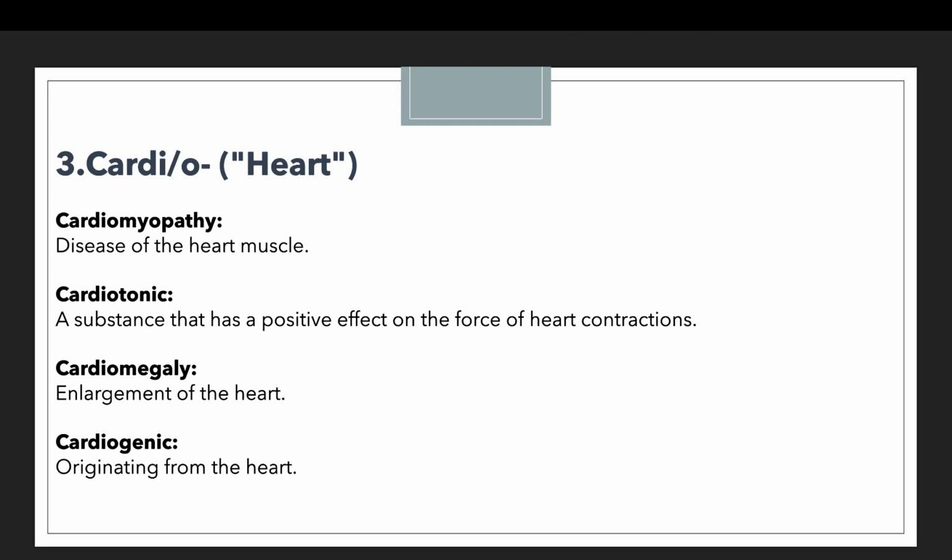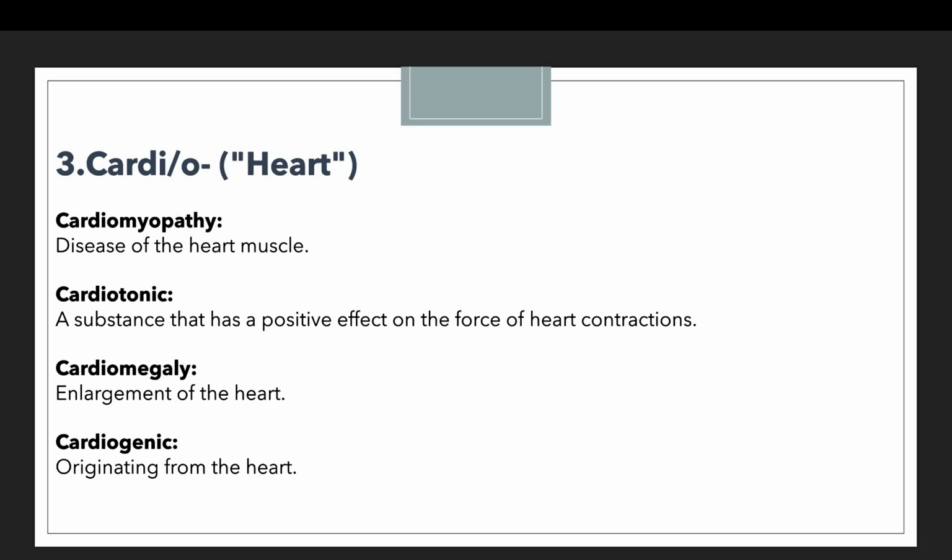For example, the first one is cardiomyopathy. Now, what is cardiomyopathy? Disease of the heart muscles. Whenever a patient is suffering from a heart muscle disease, then we will call this condition cardiomyopathy, which is started with cardio. Likewise, we have another example which is cardiotonic. What is cardiotonic? A substance that has a positive effect on the force of the heart contraction. So this type of substance is denoted with the terminology cardiotonic, which is started with the prefix cardio.